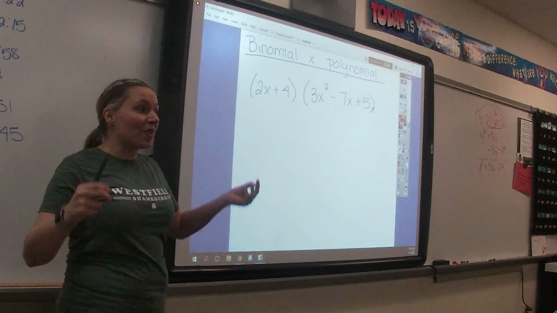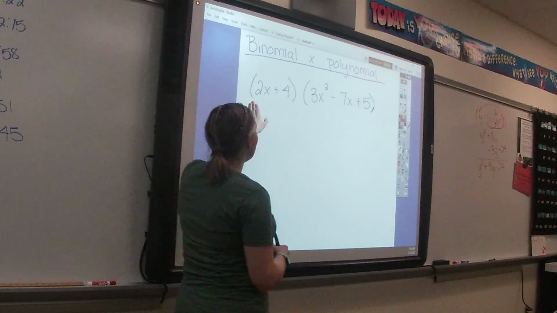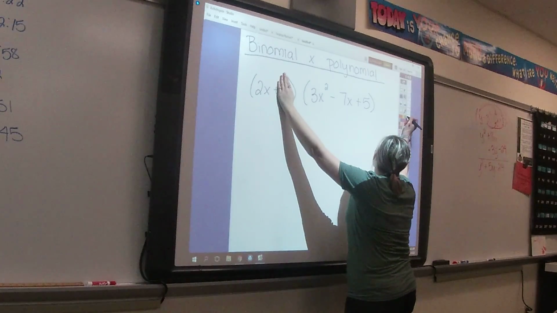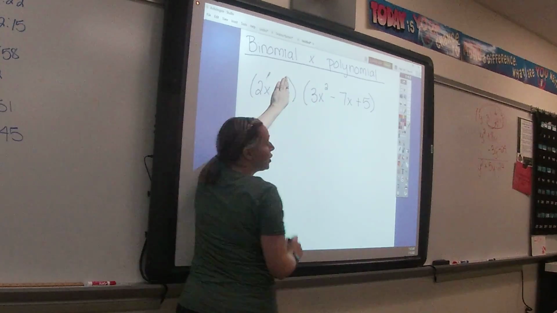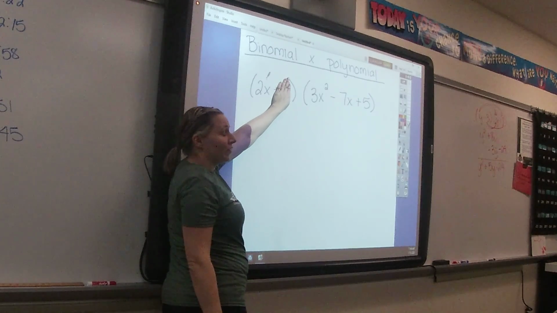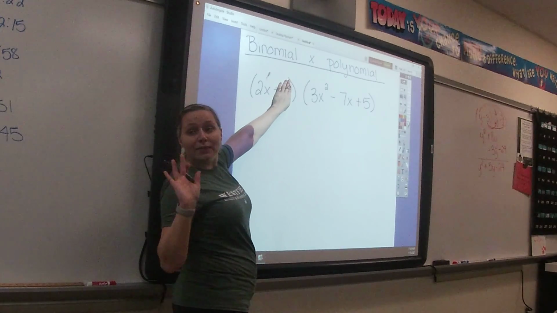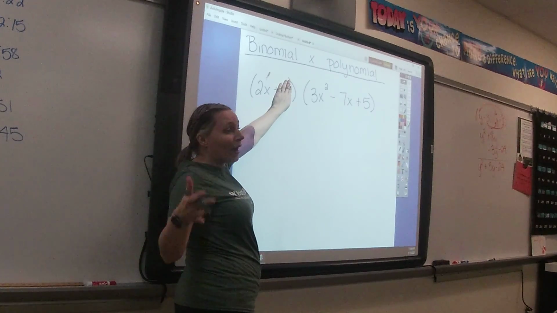So let's start with that exact same process we started with yesterday. This is a binomial, so let's ignore the 4 and start with the 2x. And we're going to start distributing. And I already see your faces like, Mrs. McKinney, that is a lot of distributing. It is a lot of distributing, but it's not hard math work.